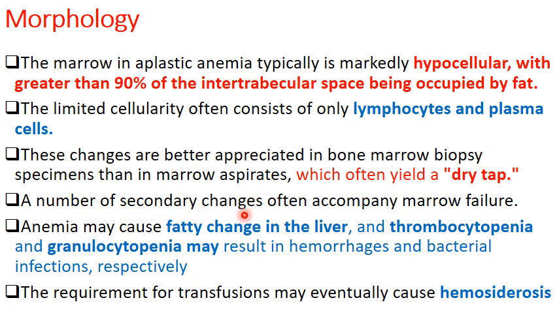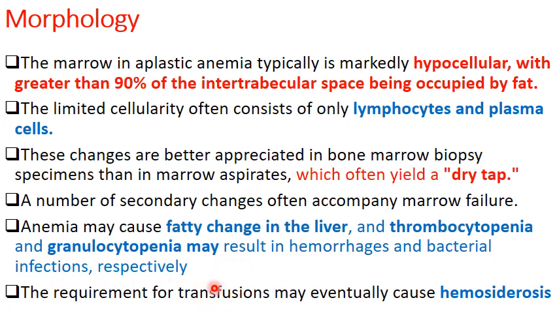There are a number of secondary changes that often accompany marrow failure. Anemia may lead to fatty changes in the liver. Thrombocytopenia and granulocytopenia may result in hemorrhage, petechial hemorrhage, or frank bleeding, and of course granulocytopenia leads to repeated bacterial infection, and the patient with aplastic anemia becomes immunocompromised and susceptible to various types of infection.